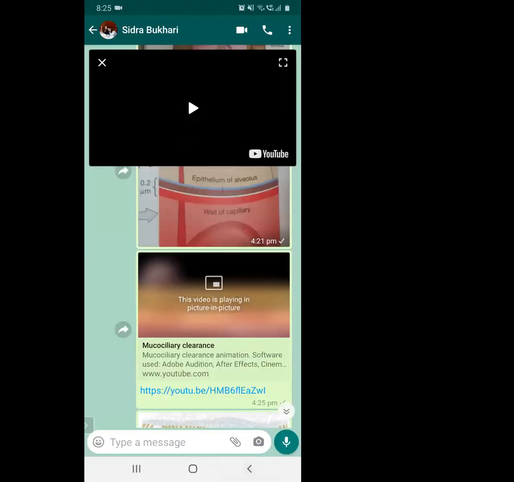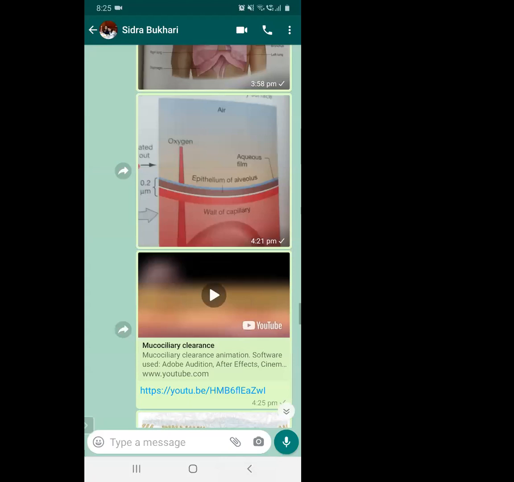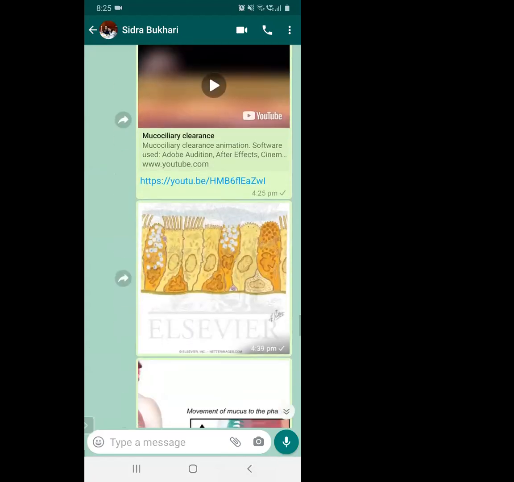Can you see these purple? They are not flicking. Okay, they are the goblet cells. So there are two types of cells. One are ciliated, the other are goblet cells, which are responsible for secreting mucus.